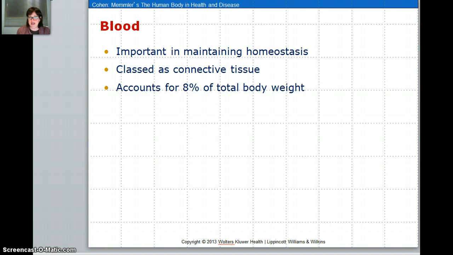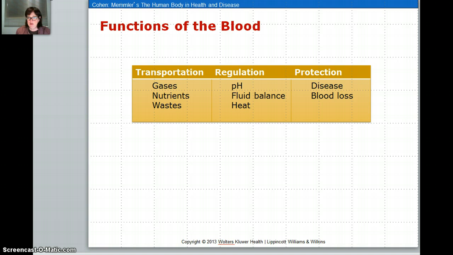8% of the body is blood. You have about 5 liters of it. You have functions. There's transportation functions, regulation functions, and protection functions. You're transporting your gases, your carbon dioxide and your oxygen. You are also transporting nutrients, mainly glucose, and you're transporting your waste. And then the waste gets to your kidneys and your liver and your skin and your lungs for removal.